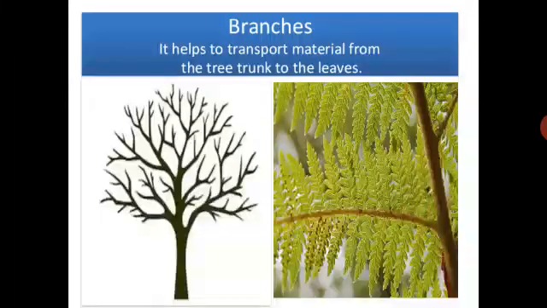Now the branches. It helps to transport material from the tree trunk to the leaves. In the first picture we can observe the tree's branches without leaves, how the network of branches is there. In another picture we can see branches with the leaves, and with the help of branches, the stem can transport material from the tree trunk to the leaves.